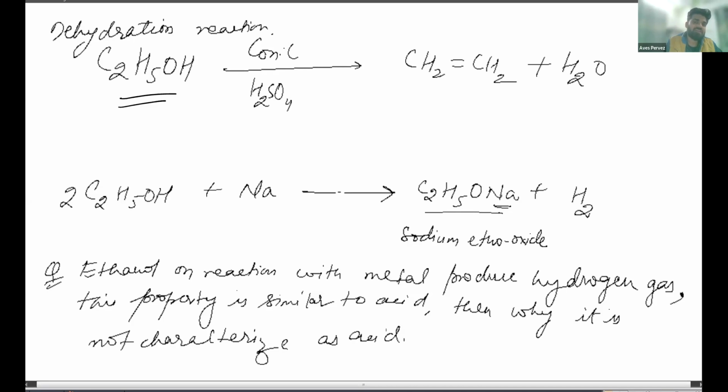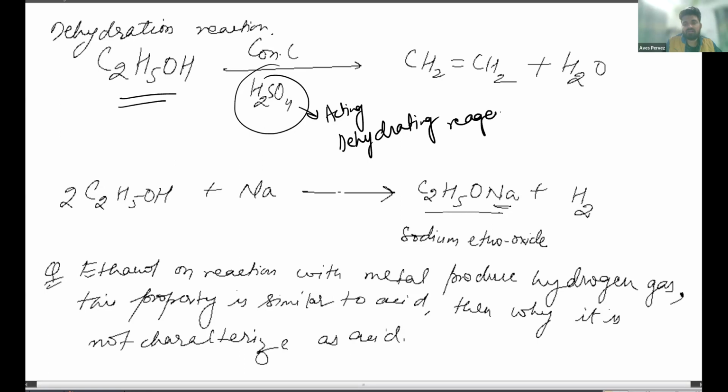So this is known as a dehydrating reagent. It is acting as a dehydrating reagent. Why? Because you know that C2H5OH, when you remove water, one hydrogen is from the OH, so this gives you H. Now what is the remaining thing? CH2=CH2. So concentrated H2SO4 is acting as a dehydrating reagent, which means it is removing the water from ethanol.